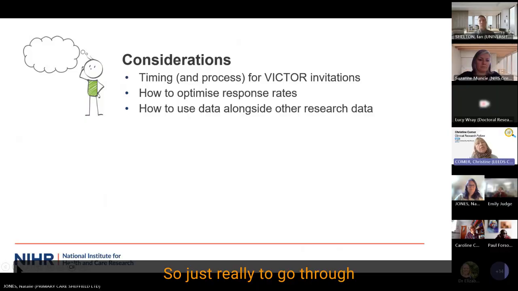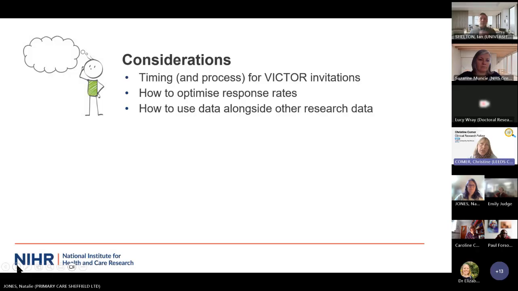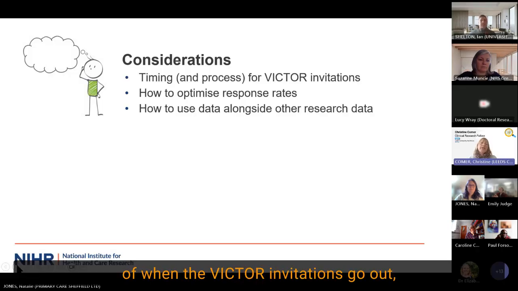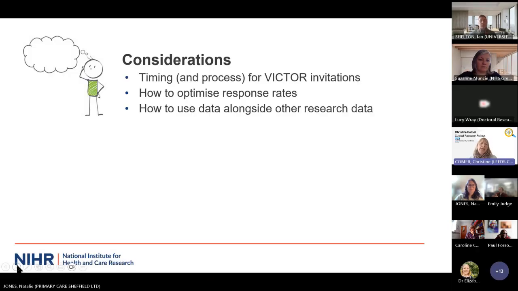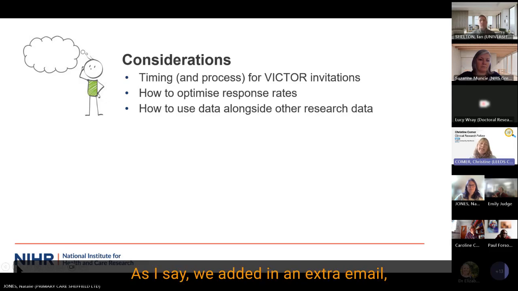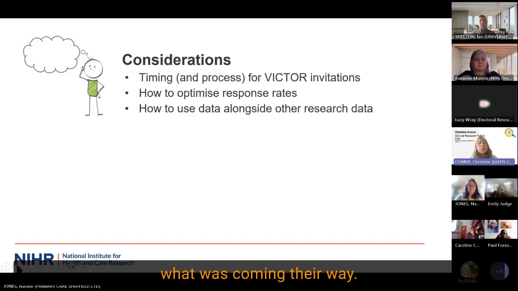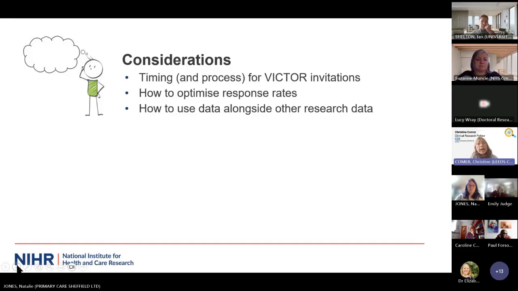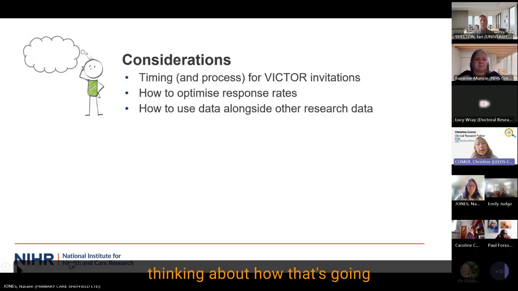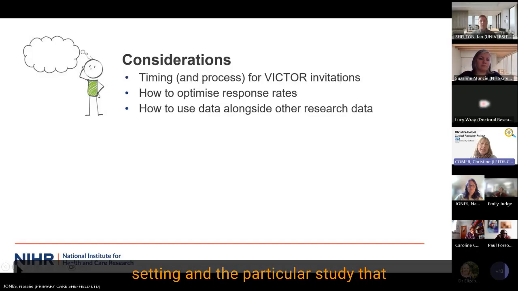So just really to go through some of the things that we're thinking about now. As I say, we're still very much in the early stages of using Victor. Certainly thinking about the timing of when the Victor invitations go out and the process around that. As I say, we added in an extra email just to explain to participants what was coming their way. I think that's certainly worth thinking about how that's going to work for you in your particular setting and the particular study that you're linking it to.